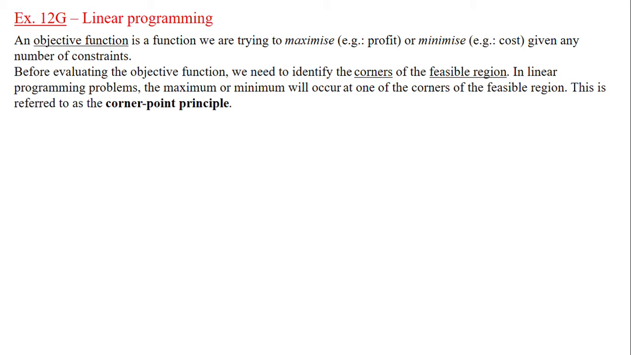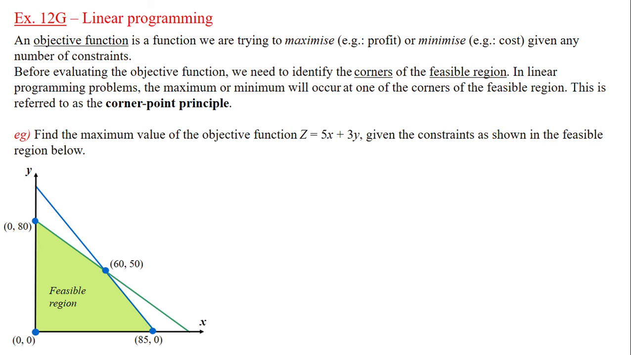Before evaluating the objective function, we need to identify the corner points, so the coordinates of the corners of the feasible region. If you need to review feasible regions, please refer back to Exercise 12E. In linear programming problems, the maximum or minimum will occur at one of the corners of the feasible region. This is referred to as the corner point principle. So we're going to use that principle today to complete this example.